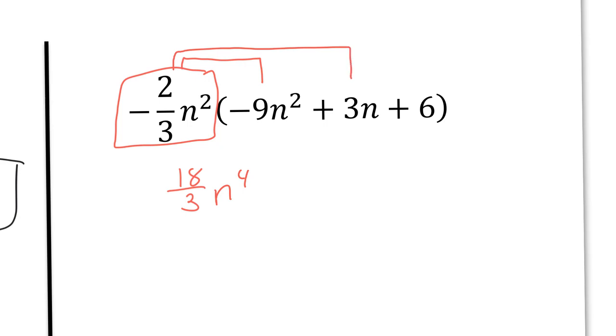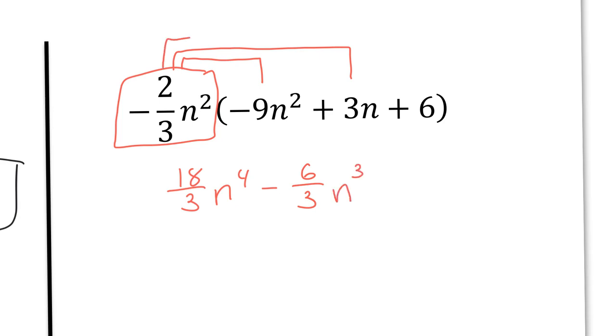You multiply the negative 2 over 3 times the n squared. That's going to be a negative because we do have a negative times a positive. 2 times the 3, that's going to be 6, and you keep the denominator. And when you multiply the n squared times the n, this one has an invisible 1 exponent. So 1 plus 2, that's going to be n to the third.